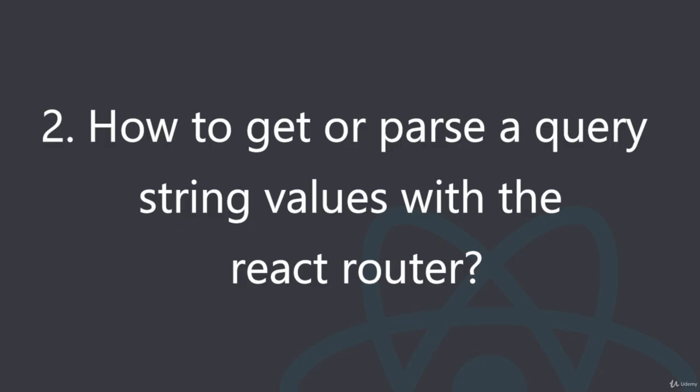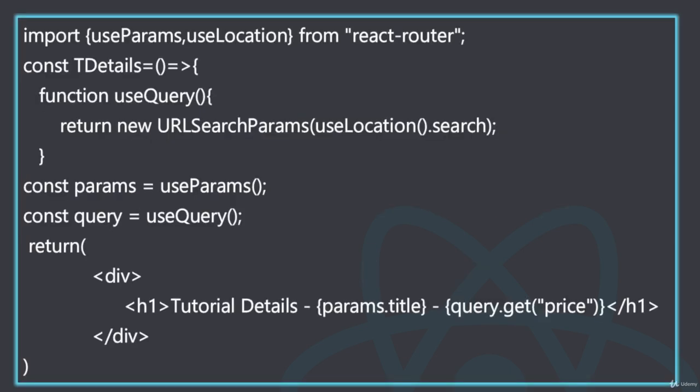The second question is how to get or parse query string values with the React Router. So this also we have seen here, that once in the tDetails component we had all the values, we use the URLSearchParams that returns the query object, which can be referred with the useLocation hook, which returns the location object, and we refer the value using this syntax.